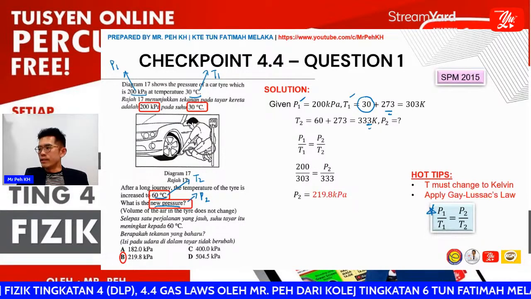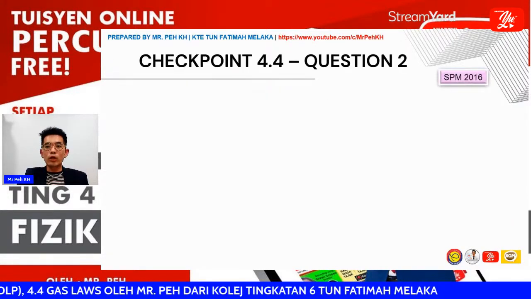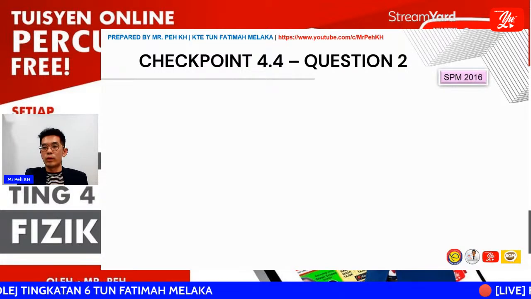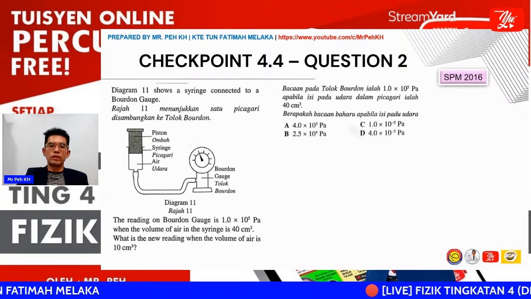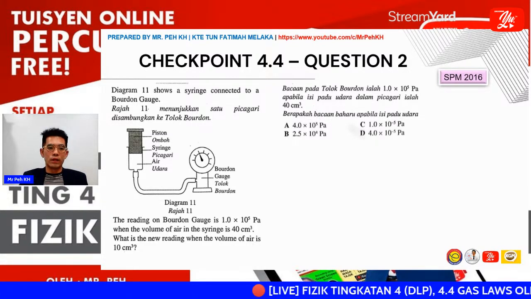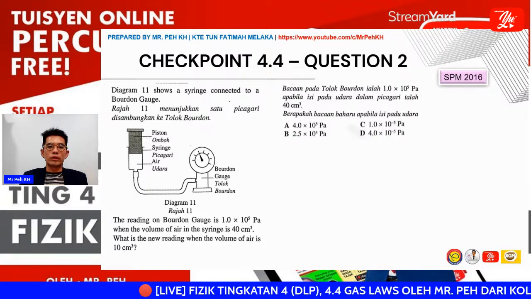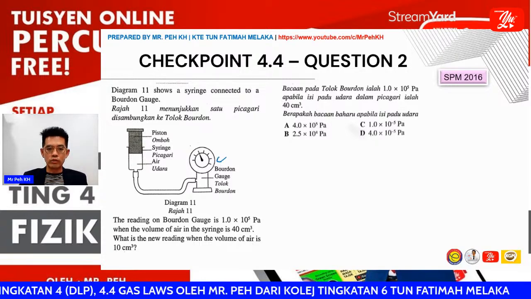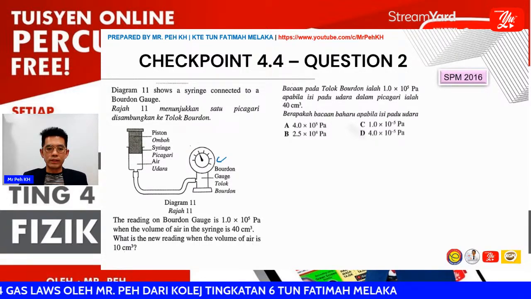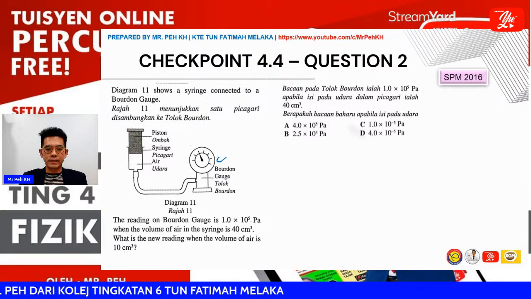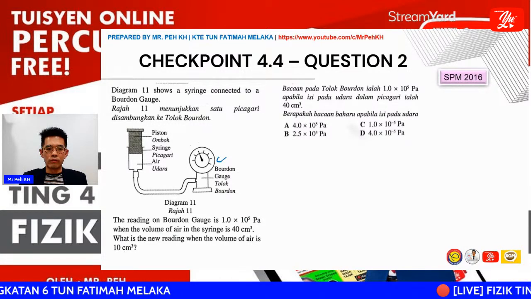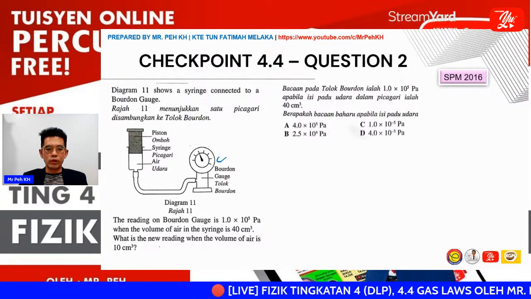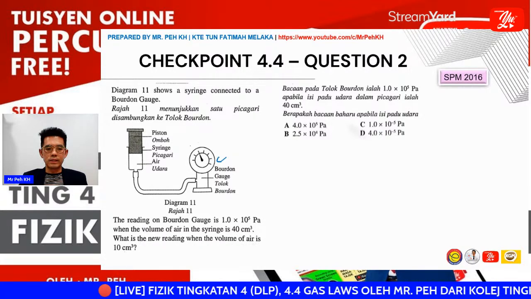Then the next here will be question number 2. This one also is an objective question from past year question on 2016, and it is also a calculation. Diagram 11 shows the syringe connected to a Bourdon gauge measuring pressure. The reading of the Bourdon gauge is 1 times 10⁵ Pascal when the volume of the air in the syringe is 40 cm³. What is the new reading when the volume of air is 10 cm³?